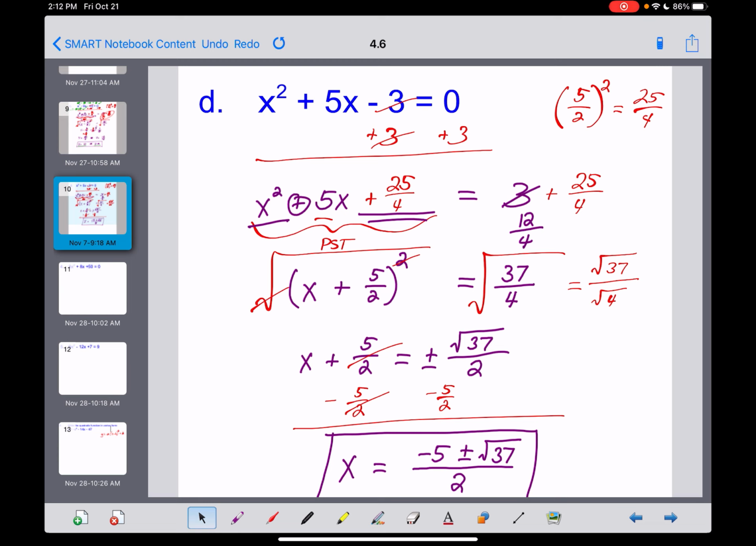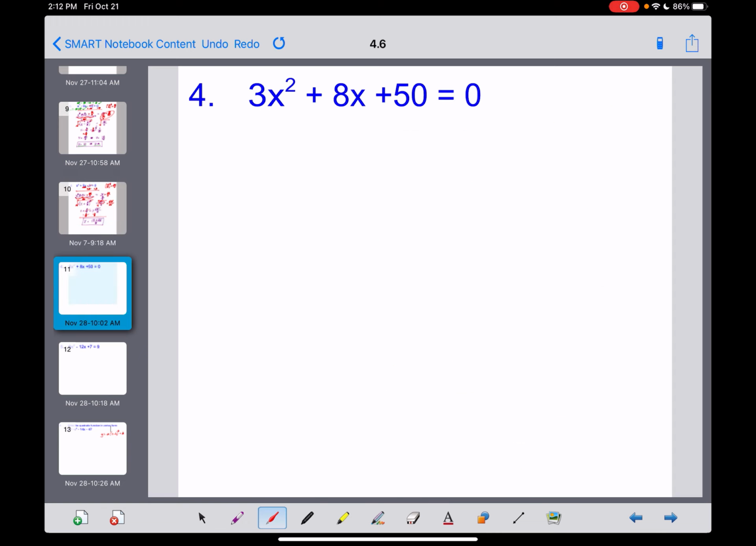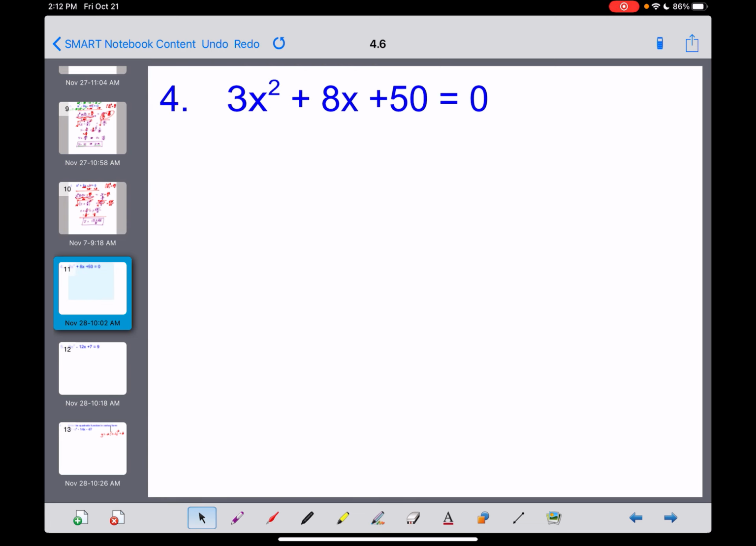Okay, so these problems are starting to get a little bit tougher as we go through. This one was tough also because we had an odd value of b right here, so we had to deal with fractions, but also we ended up with a number over here that was not a perfect square. Okay, now things get even tougher right here. For number 4, 3x squared plus 8x plus 50. Okay, the big difference here in this example compared to the ones that we've done before is that we now have an a value other than 1.